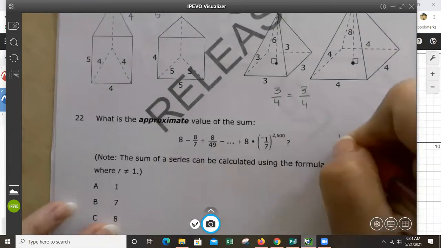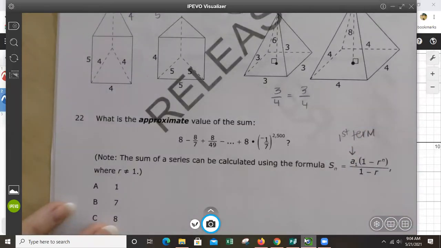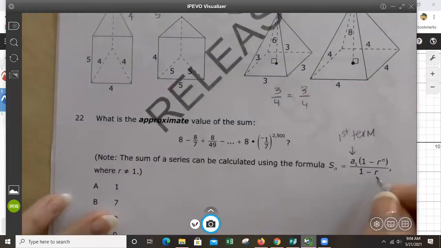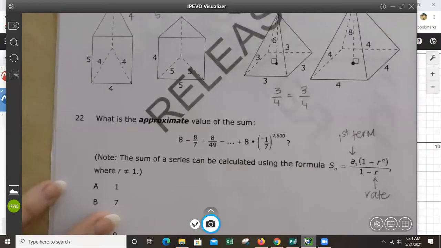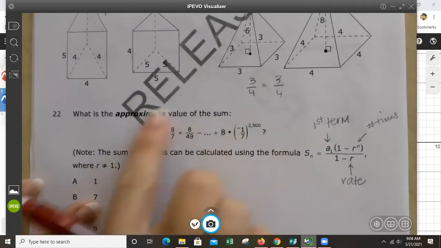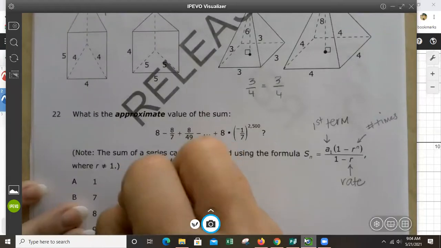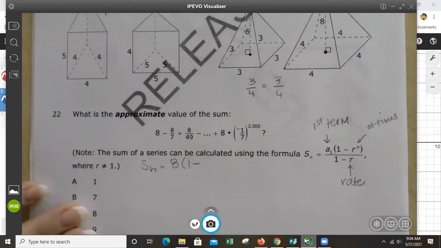A1 is your first term of your sequence. R, and both R's are the same, is your rate. And then your N is the number of times that you're doing it. And all of that is in this series right here. So what's your first term? 8. Parenthesis 1 minus, what's your rate?